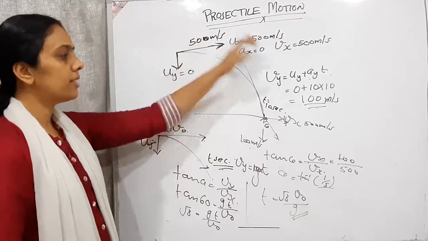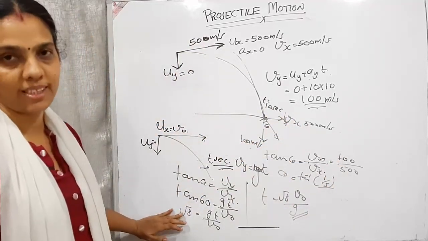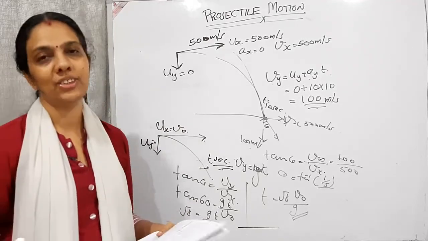Okay. So if you understand this numerical, then it will be easy to solve this. So t equals root 3 V0 divided by g.